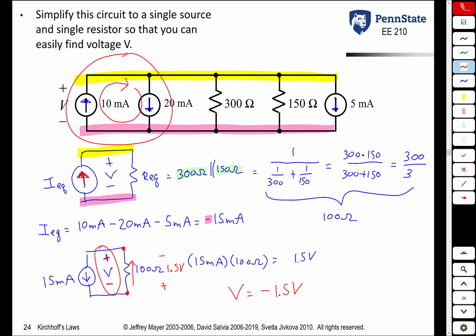They should add up to 30. That is absolutely wrong. That is not how you add current sources. What you want to think about with current sources is think of the two nodes, in this case the yellow node and the pink node.